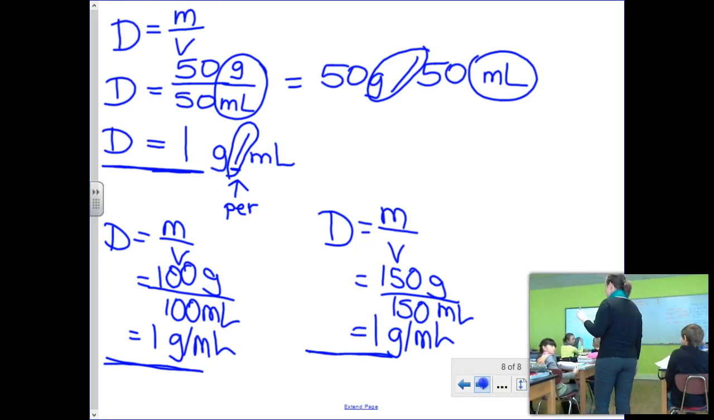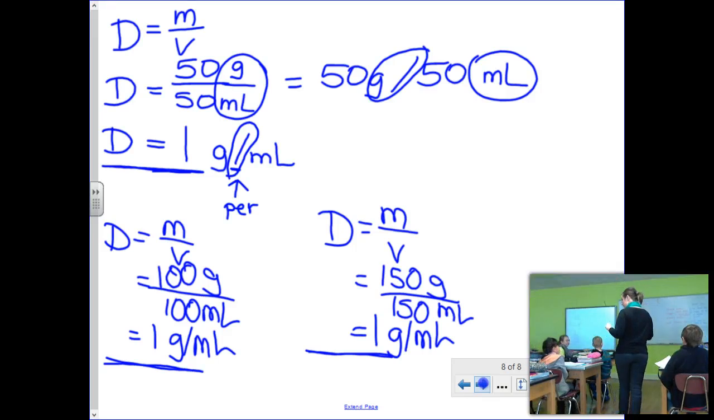This is what I want you to make sure you're taking away though. No matter how much or how little of this substance we have, the density stays the same. So even though it gets bigger, that doesn't mean the density gets bigger. People always forget that. What will be the density of all of the fresh water on Earth? 1 gram per milliliter.